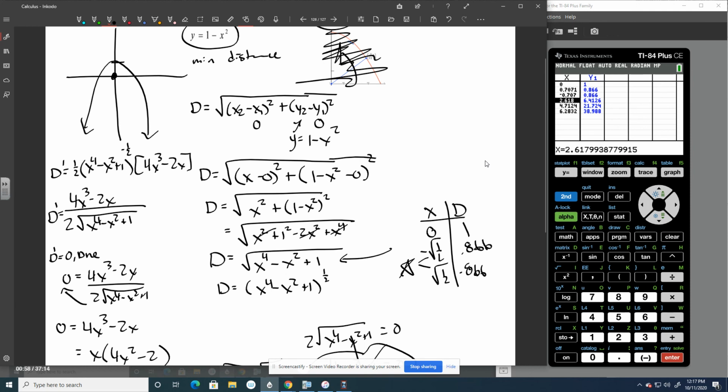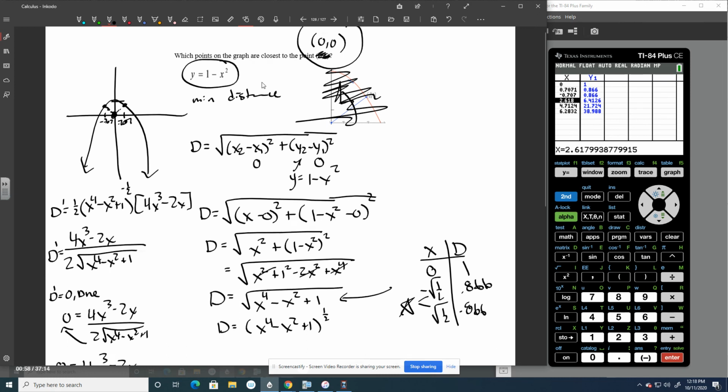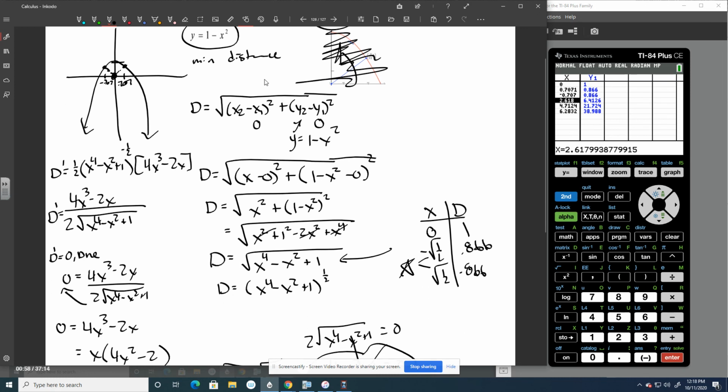It happens when x is, let's see, negative root half is at about 0.7. So it happens at negative 0.707 and at 0.707. So it happens right about here. That's going to be my minimum distance. What did it ask for? Now that we're way off the beaten path, which points on the graph are the closest? Okay. So it doesn't just want the minimum distance value. It wants the points that are the closest. So I've got 2 of them.